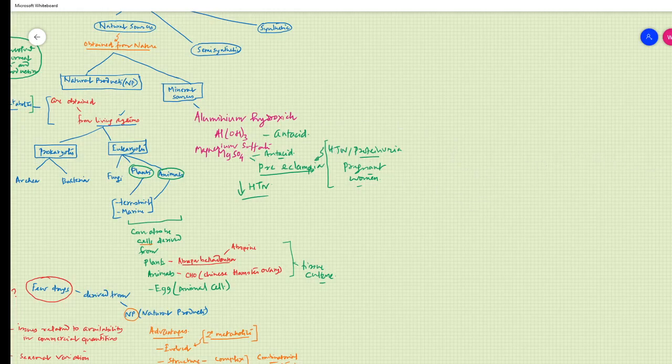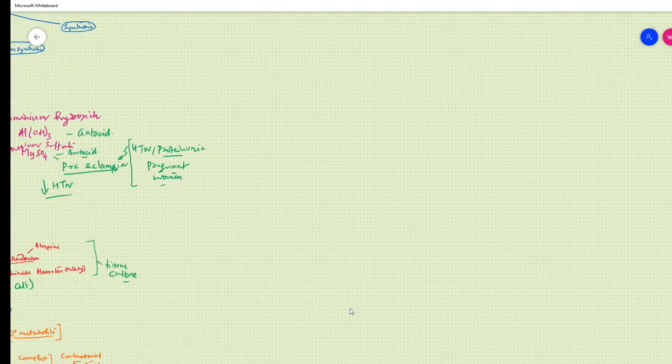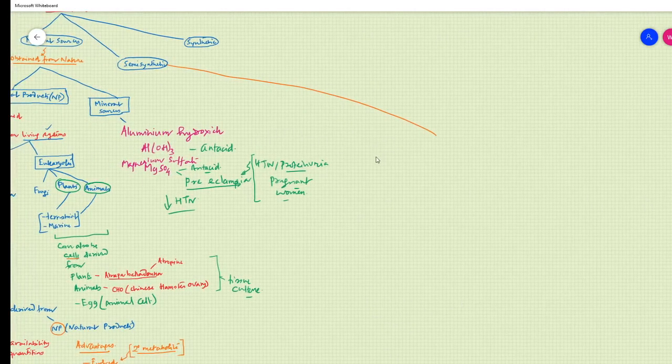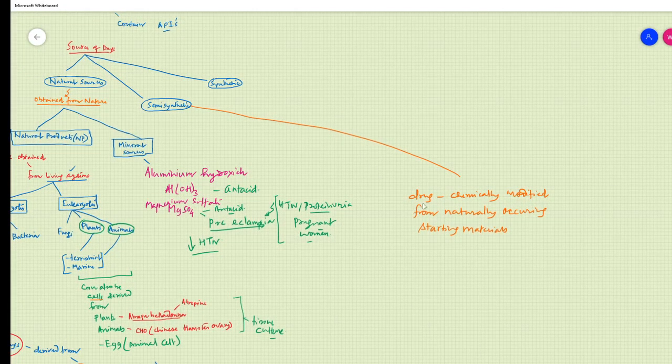So now let us look at drugs which are semi-synthetically derived from natural source. So what are semi-synthetic drugs? These are drugs which are chemically modified from naturally occurring starting materials. Basically, the starting materials are from natural products.